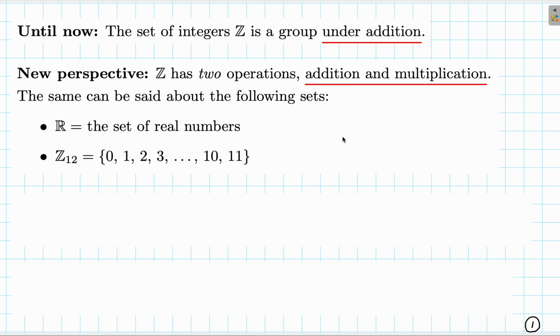And the same thing can be said about the set of real numbers R or the set Z12. In both of those, we can add and multiply. And so we'll take this new perspective where we'll start considering both of those operations at the same time.